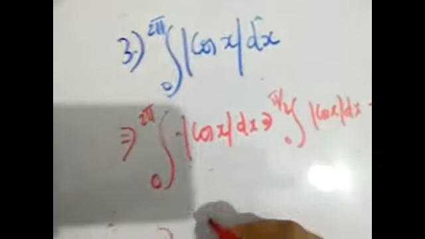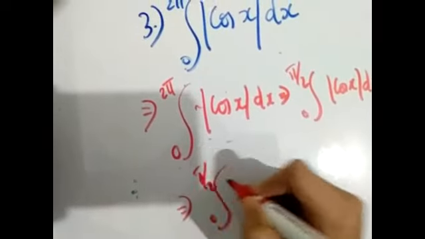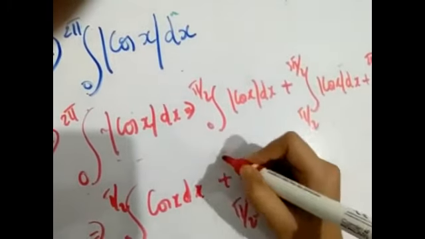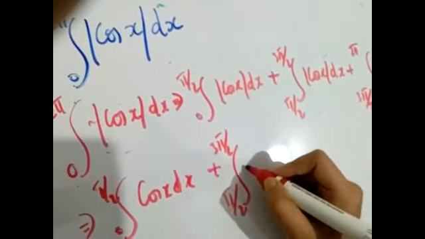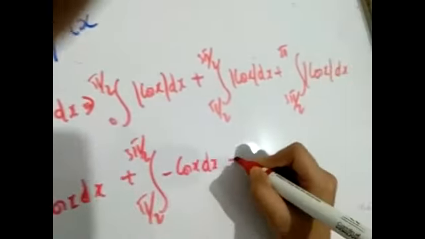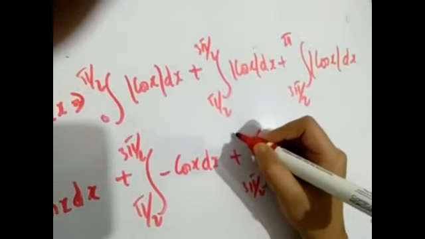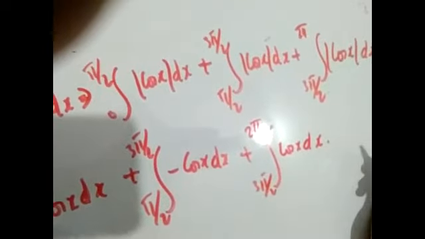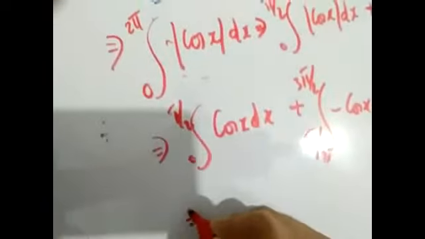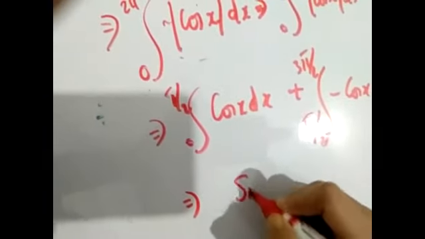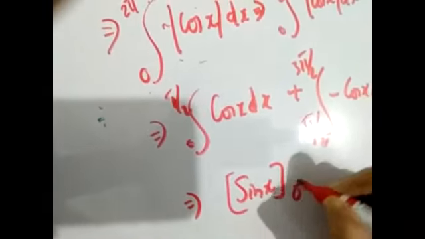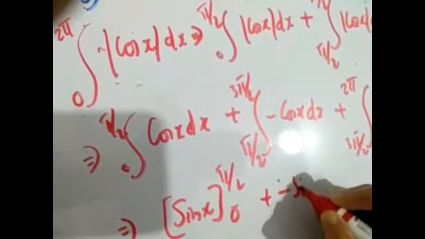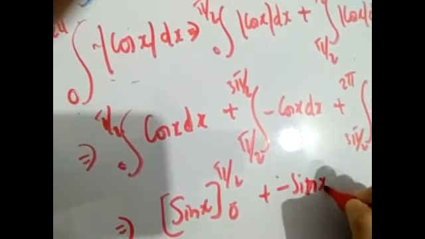So this is positive, so I can remove the mod, and I can write cos x dx, plus from pi by 2 to 3 pi by 2, this is minus cos x dx, plus from 3 pi by 2 to 2 pi, which is again cos x dx. Okay. Now this is very easy. You know the integral of cos x is sin x, over the 0 to pi by 2 interval. Minus sin x. Yeah.